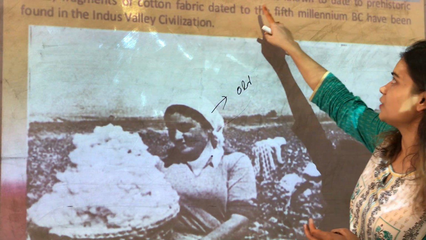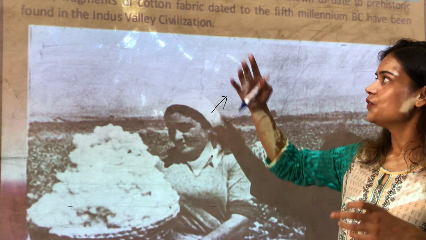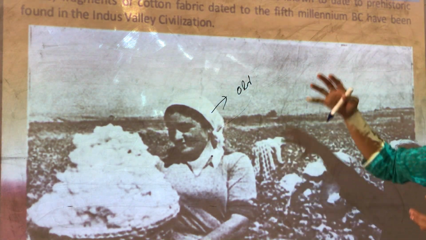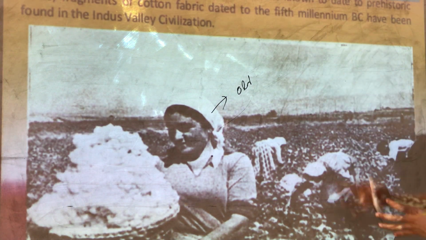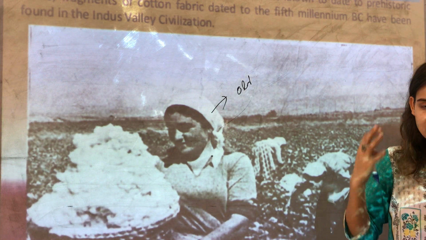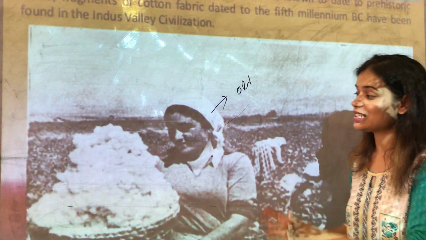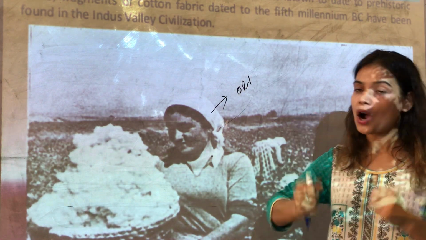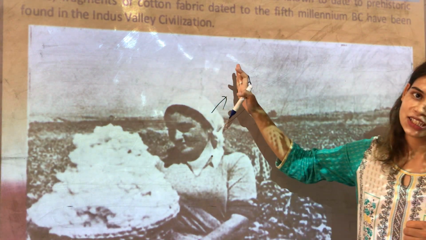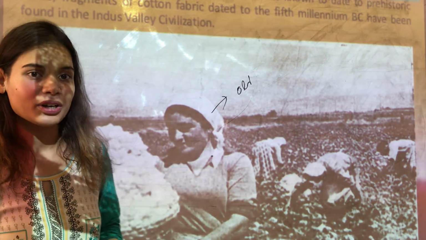The use of cotton for fabric is known to date to prehistoric times. Fragments of cotton fabric dated to the 5th millennium BC have been found in the Indus Valley civilization. So you can easily tell, children, how old this cotton fiber is, because traces of this cotton fiber were found in the Indus Valley civilization. That's the reason why cotton is very important.